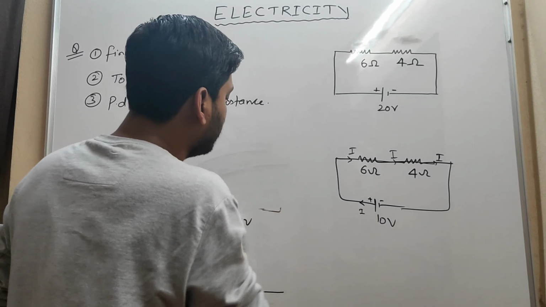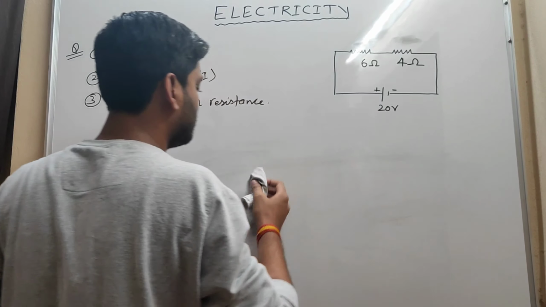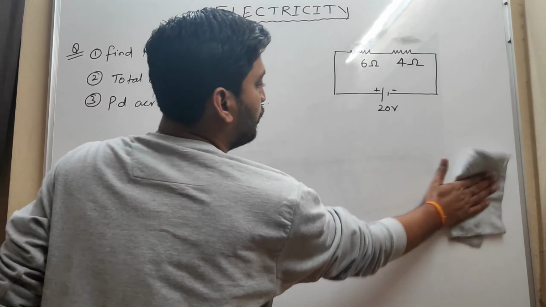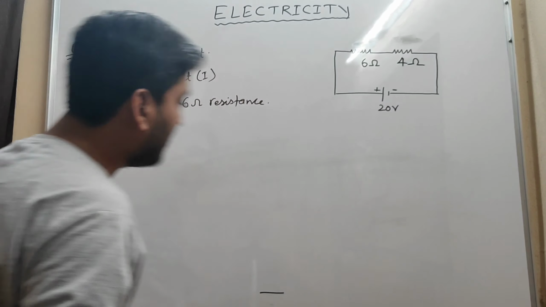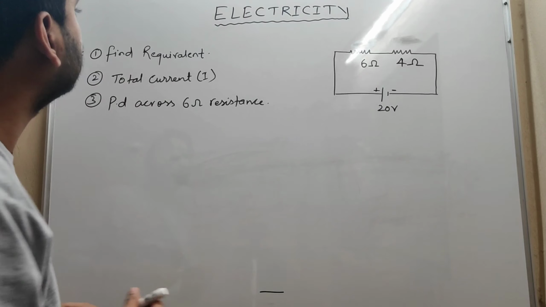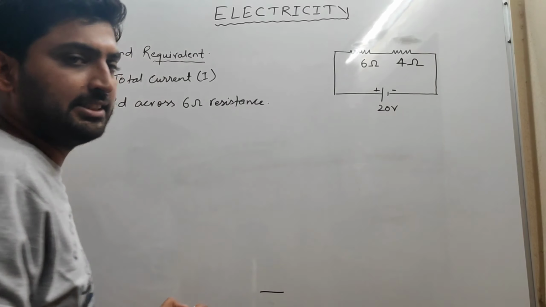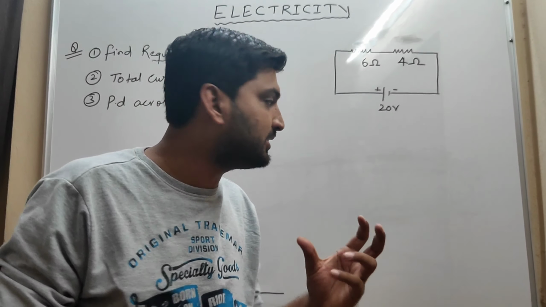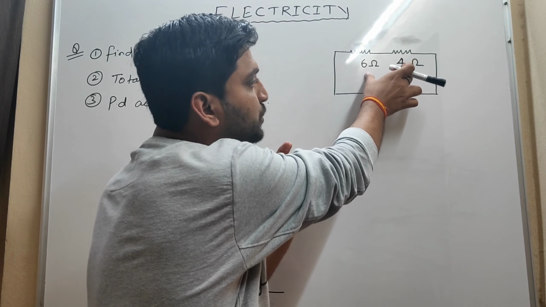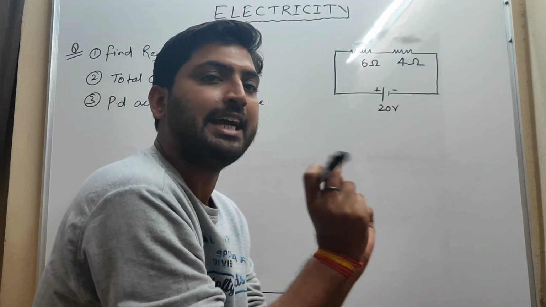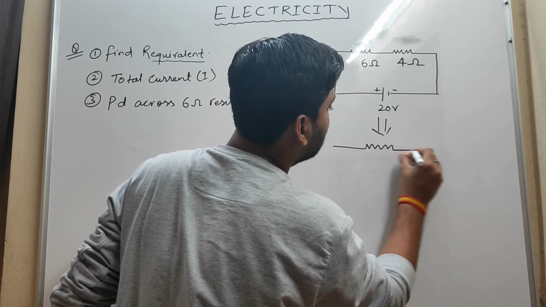Let us start solving this numerical. Now see this. What are they asking in the question? They are asking to find the equivalent resistance. R equivalent means equivalent resistance, which means total resistance. Total resistance of this circuit means that in place of these two resistances, we will take only a single resistance. That is called the equivalent resistance. Means this will turn into like this.